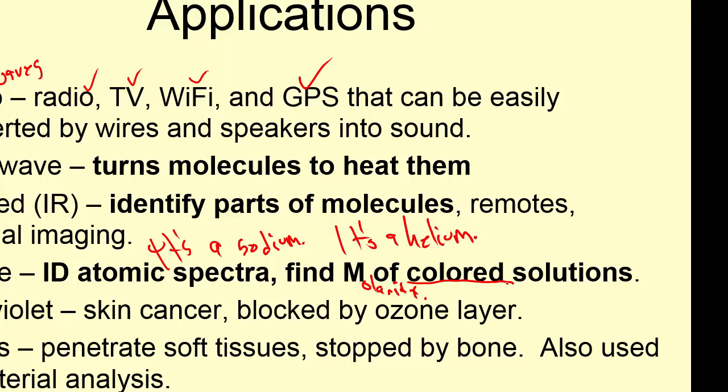Ultraviolet, boy, this doesn't sound quite so nice. It causes skin cancer, and it's blocked by the ozone layer. It also causes tanning, which, isn't that the most wonderful thing in the world? Woohoo! X-rays penetrate soft tissues, but are stopped by bone. They're also used in material analysis. So, for example, if you want to see where a pipe is leaking or where a bridge is cracking, X-rays can show that. Gamma radiation comes from radioactive elements.